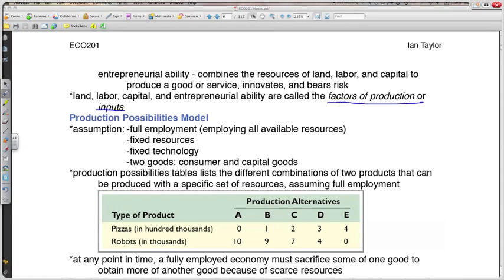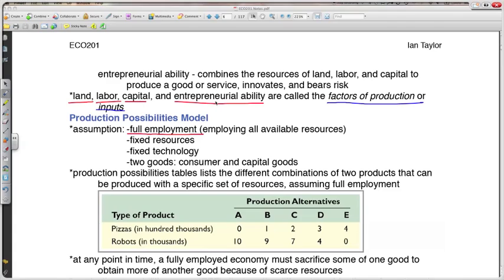All right, our production possibilities model. This model is looking at what possible outputs we can have depending on the allocation that we use for our types of limited resources. We have 4 different assumptions starting off. We said there's full employment. Now notice that this is employing all available resources. So we employ all land, all labor, all capital, and all entrepreneurial ability.